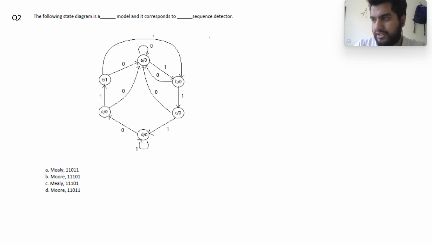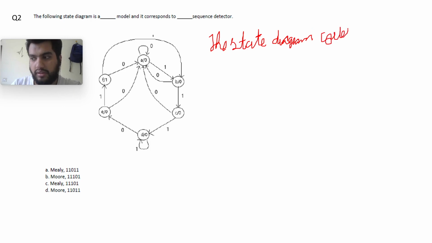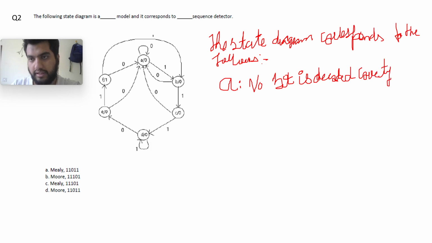So the states correspond to the following. So state A, we are starting at state A. No bit is decoded here. No bit is decoded correctly. So this can be said to be the initial state. IS stands for the initial state. As I don't have space here, I'll use the acronym for that.